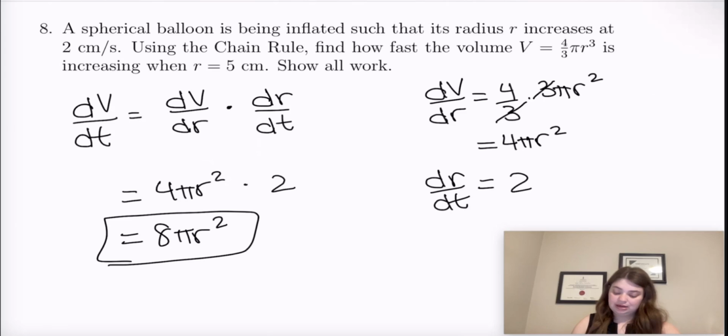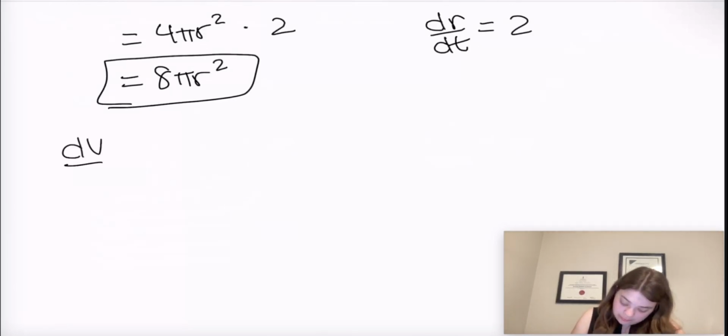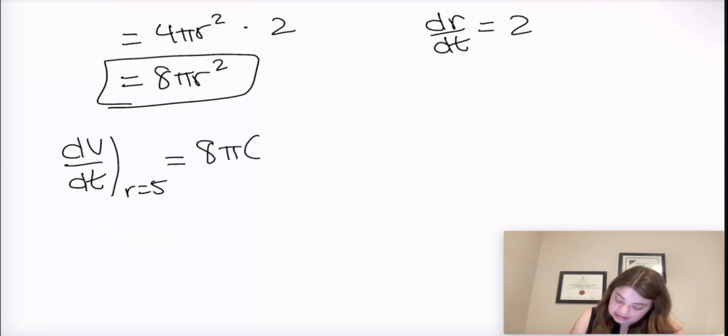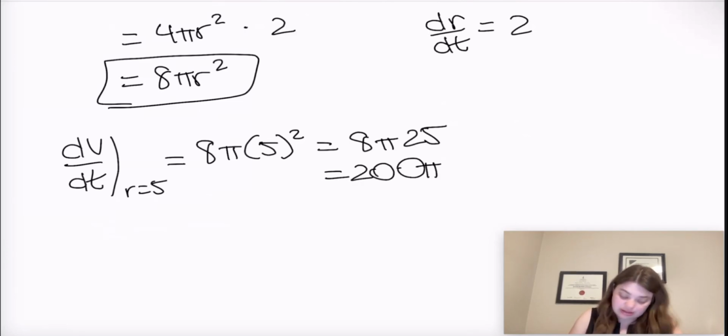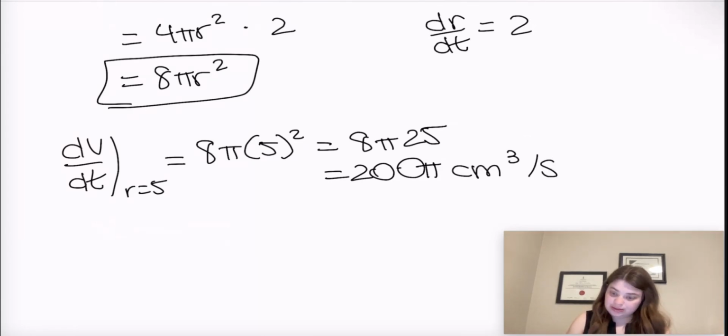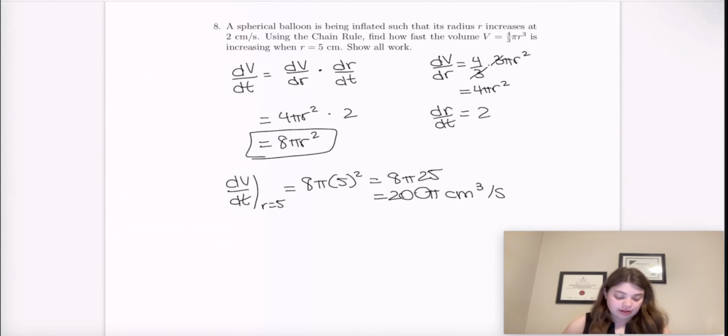So now I'm going to sub in 5. What is dv over dt when the radius is 5? Well, I'm going to plug in 5 here. So I'm going to get 8 pi times 5 squared, which is 8 pi times 25, which is 200 pi. And so therefore, the final answer would be 200 pi, and then units would be cubic centimeters per second. And so there we go. That's going to be our final answer.